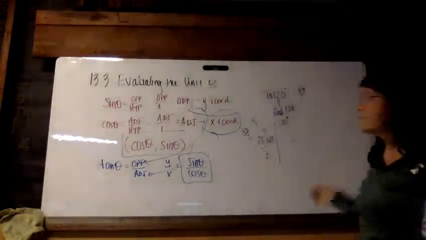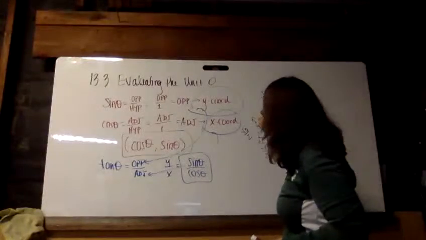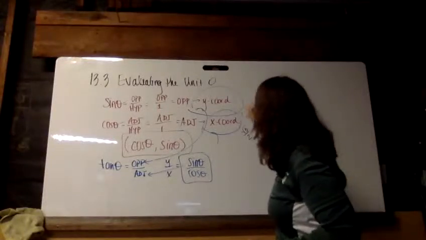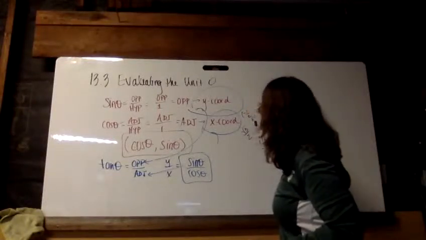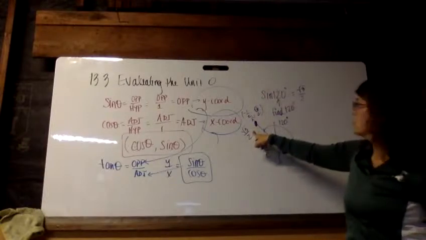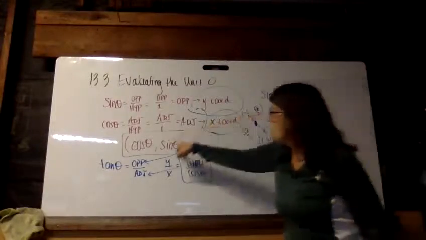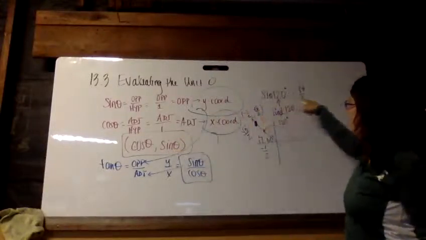Or if you do have your unit circle memorized, which I don't think you should do, if you happen to know on your unit circle that the coordinate is negative 1/2, root 3 over 2, and you know that sine is y, it is root 3 over 2.